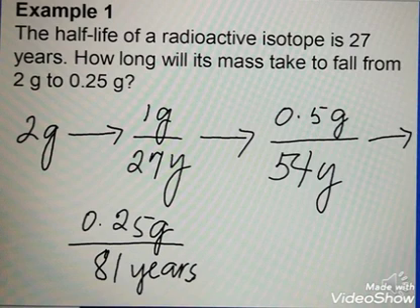Let us have some examples. Example 1. The half-life of a radioactive isotope is 27 years. How long will its mass take to fall from 2 grams to 0.25 grams? Take note that the decay starts from 2 grams. It was mentioned that the half-life is 27 years. So after 27 years, the 2 grams turn to 1 gram.